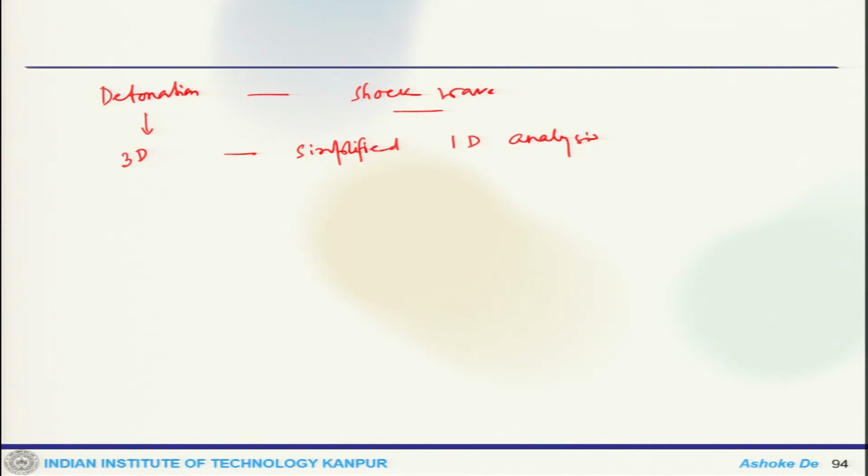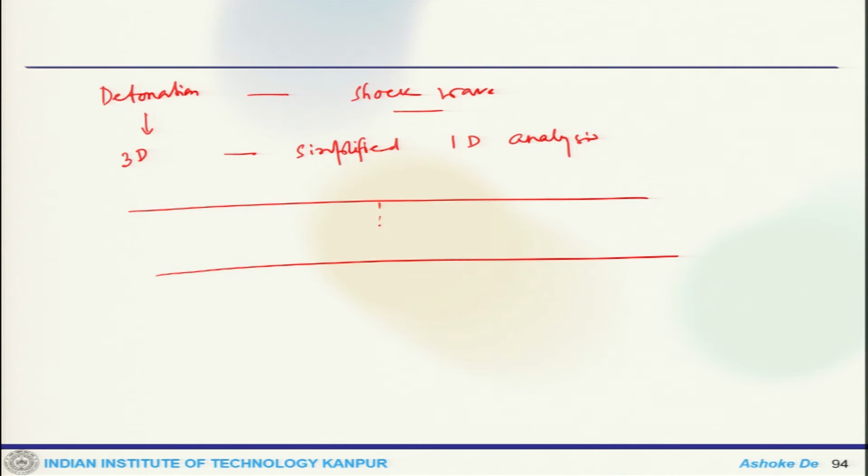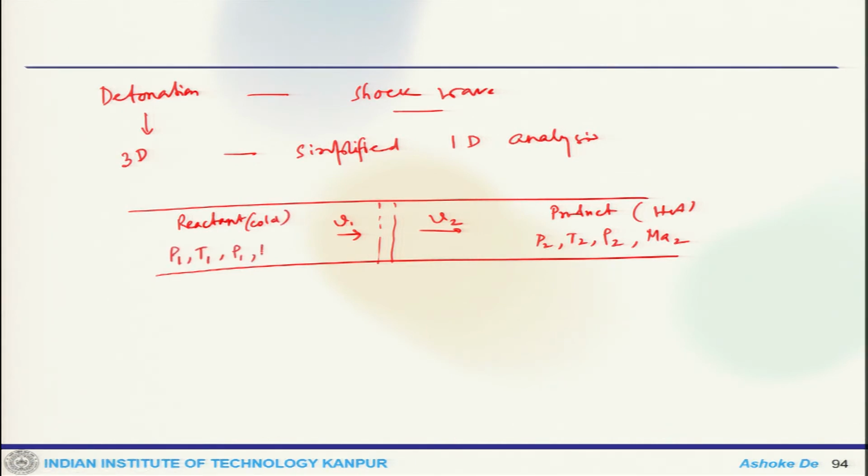Now, let us put a tube like this, and in between there is this. This is, let us say, V1, this is V2, this is product, that means hot gas, P2, T2, rho 2, Mach 2, and this is reactant, which is also cold gas. So, let us say it is P1, T1, rho 1, Mach 1.